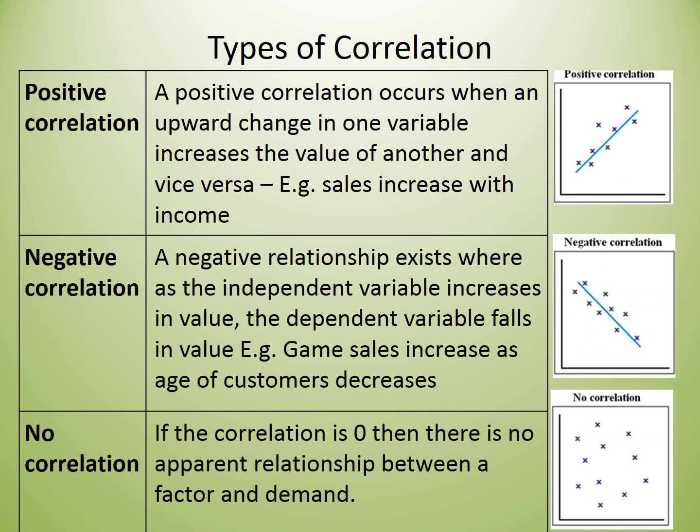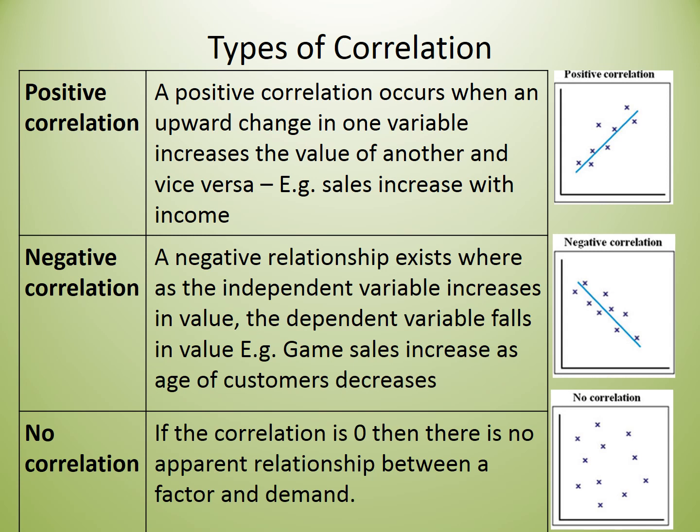The types of correlation: it might be a positive correlation. That occurs when there's an upward change in one variable and it increases the value of another. For example, as we've said already, sales might increase with income. If in your market there's an increase in income, then they're going to buy more of your product.